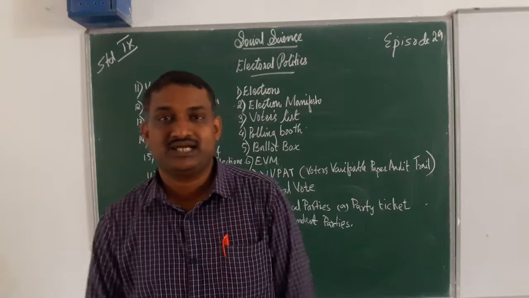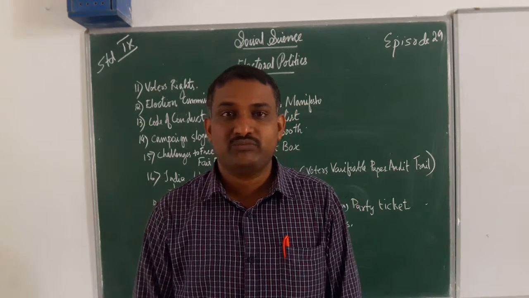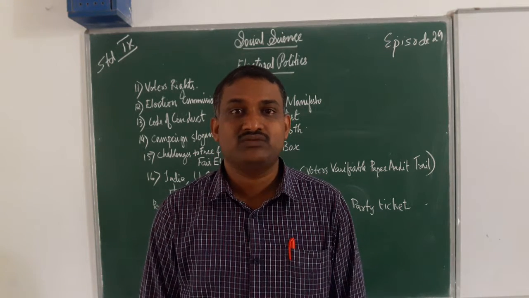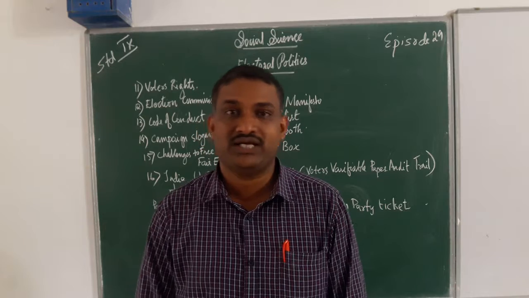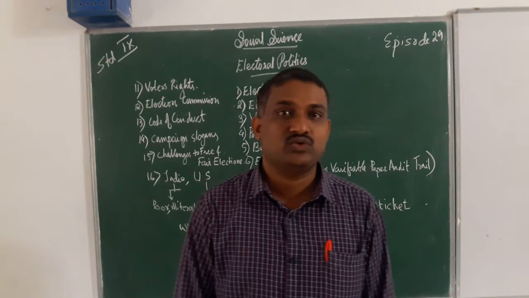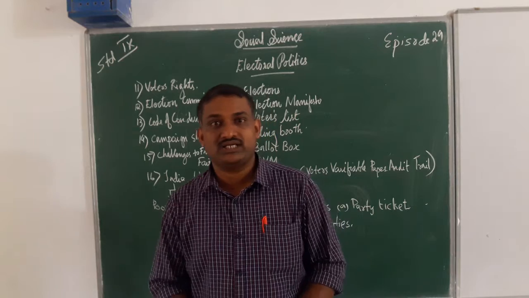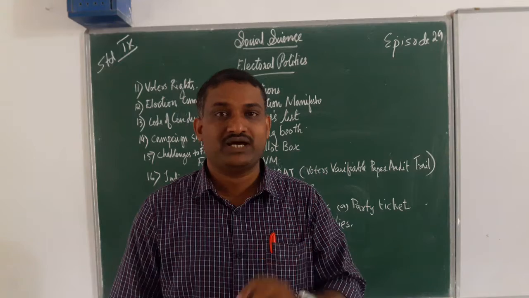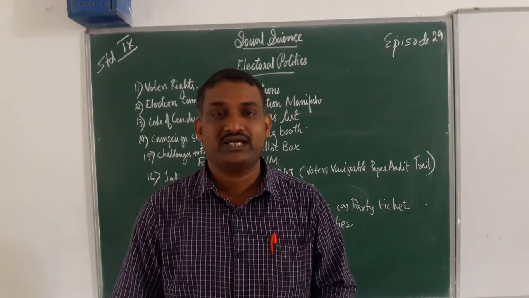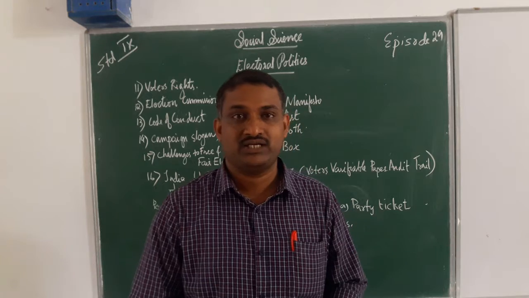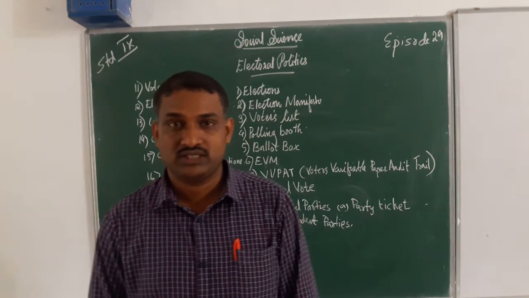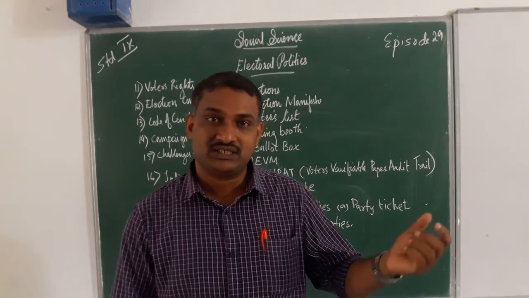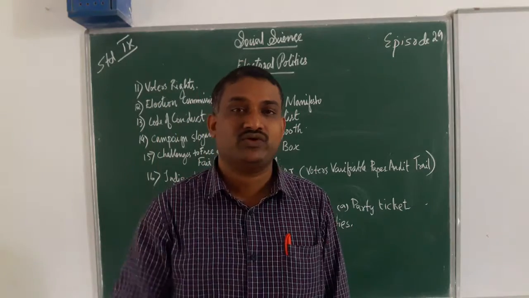So there is a greater chance in a coalition government that the government may fall down. Why? Because the government always has to give more importance to the minor parties. Otherwise, they may withdraw support, and if they withdraw support, definitely that government may fall down. So in a coalition government, they will give more importance to minor parties. Otherwise, the minor parties will withdraw support and the government may fall.